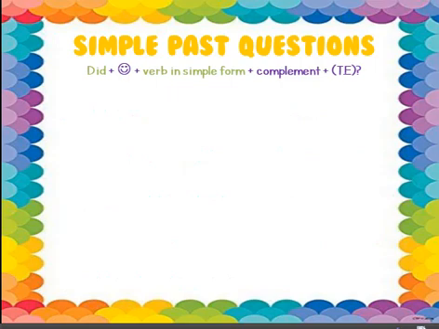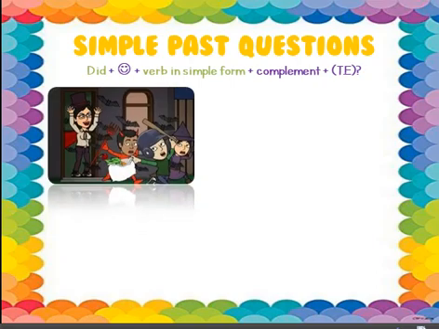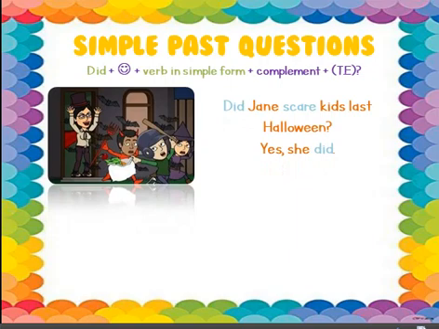And let's go with the last part, which is simple past questions. The structure is did plus subject plus verb in simple form plus complement plus optional time expression. And remember, super important, question mark. Let's check some examples. Did Jane scare kids last Halloween? Yes, she did.